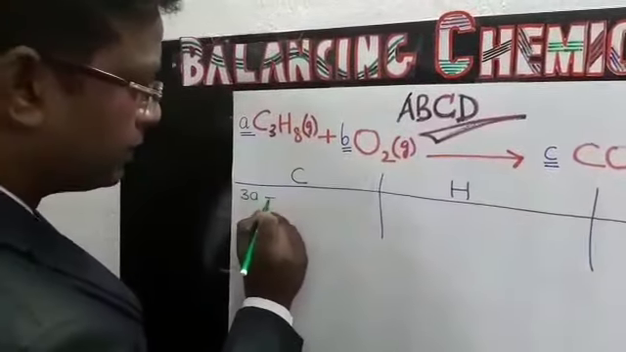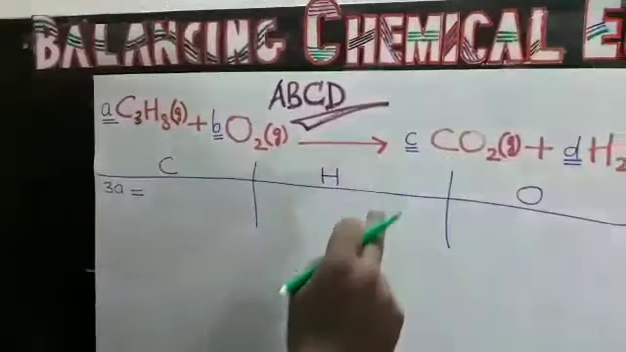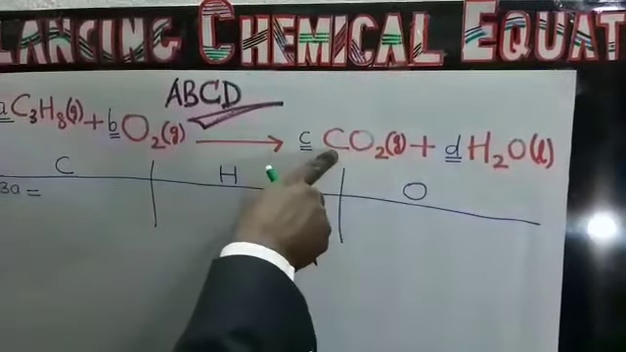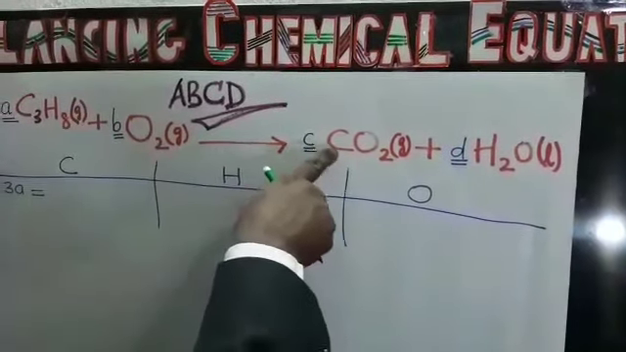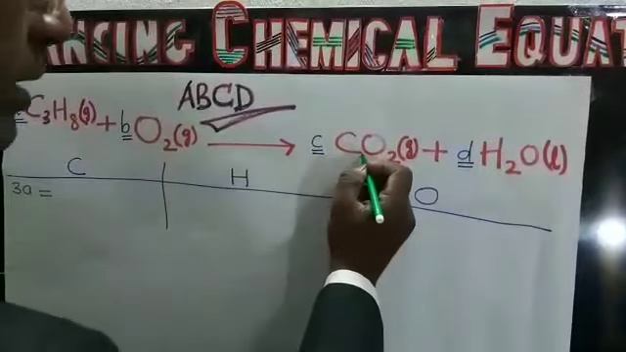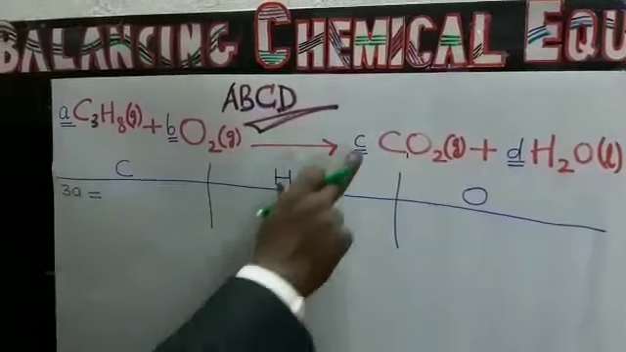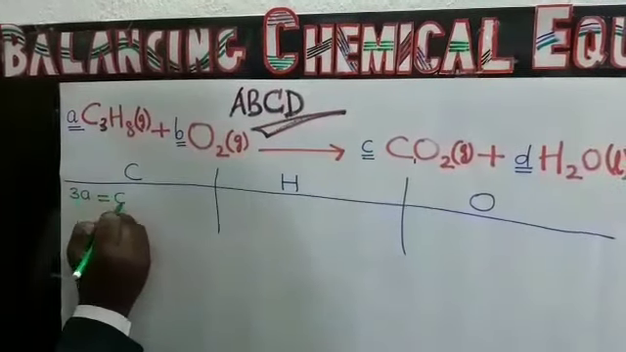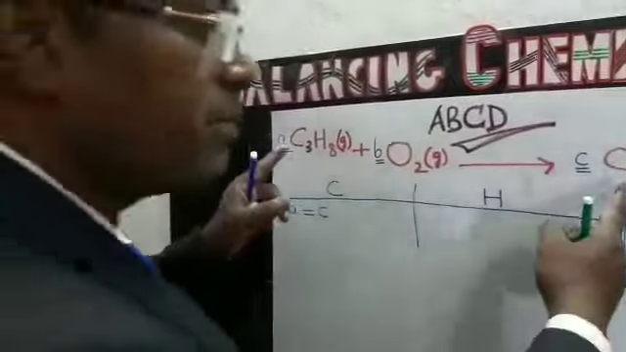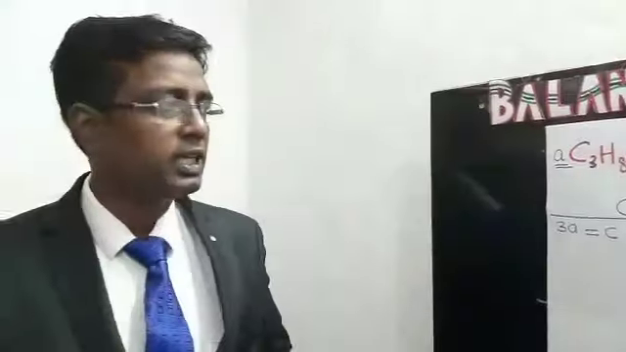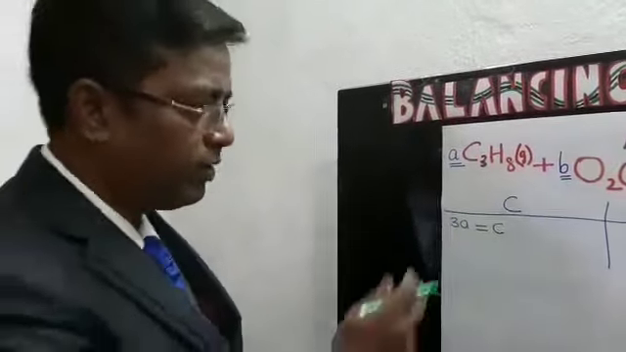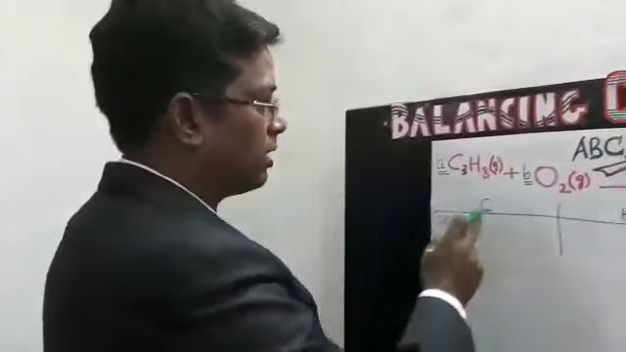Now we have to put an equal to sign and search for carbon. Carbon is not present in H2O, so it is discarded. Carbon is present in CO2, but there is only one carbon atom, so it will be 1 into C, that is C. So 3A equals C. I repeat, we have to search for carbon atoms on both sides. So the first equation has been found very successfully. We have formed the first linear equation for carbon.